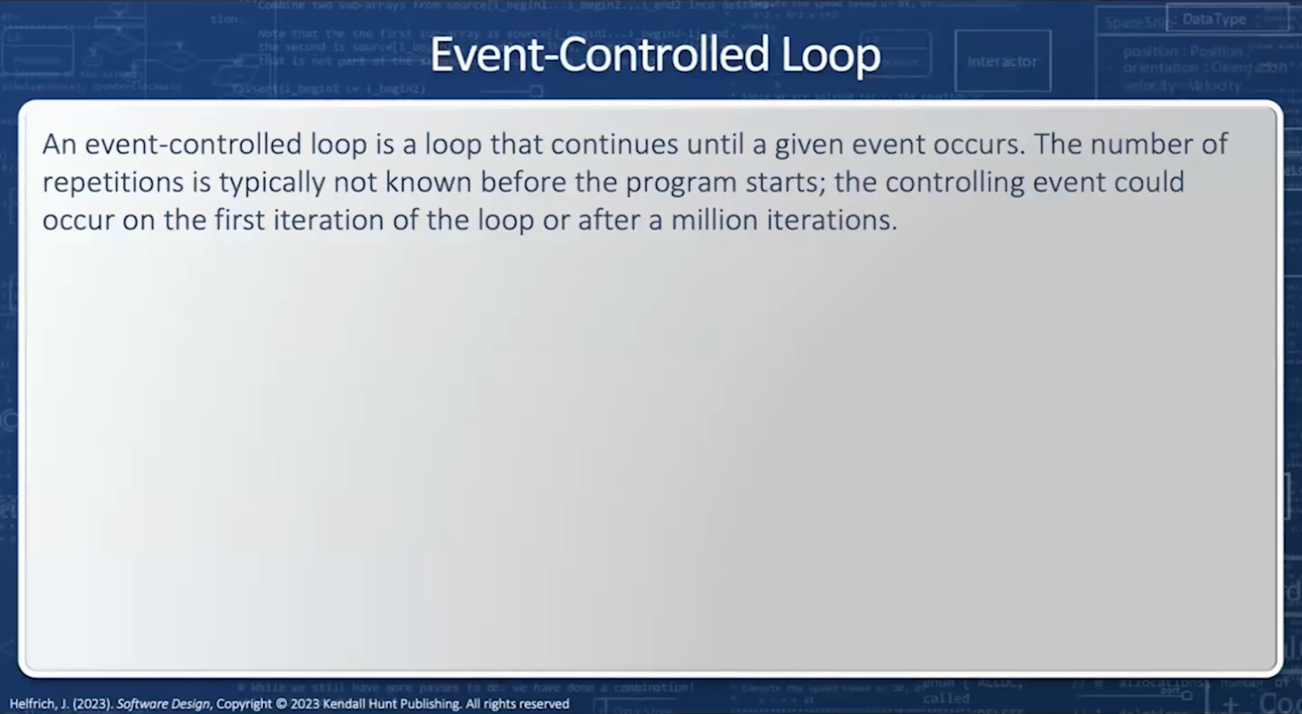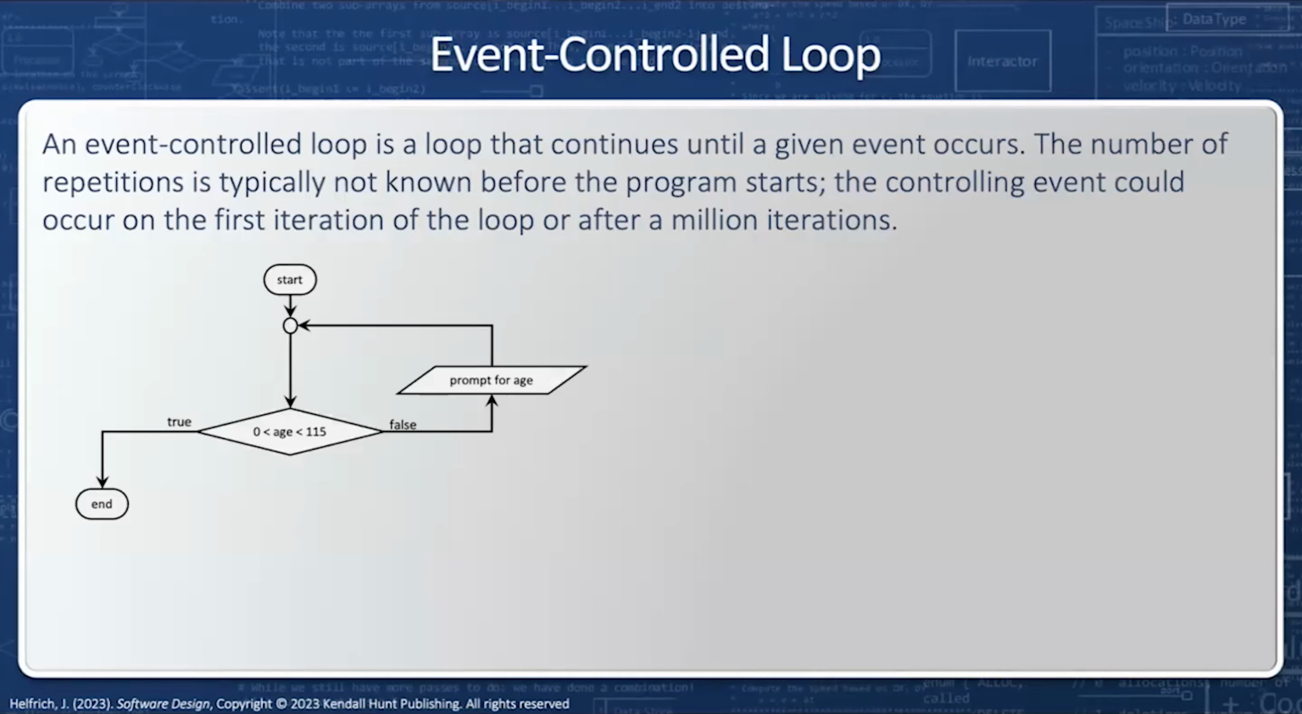An event control loop is a loop that continues until a given event occurs. The number of repetitions is typically not known before the program starts. The controlling event could occur the first iteration of the loop or after a million iterations.